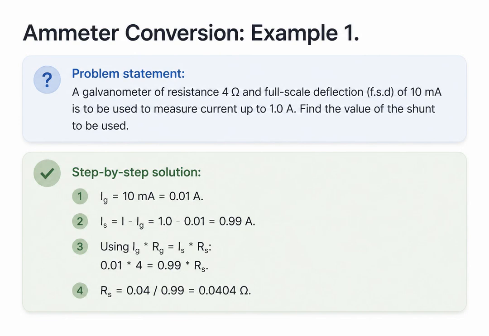Let's work through a practical example. Suppose we have a galvanometer with a resistance of 4 ohms and a full-scale deflection current of 10 milliamps, and we want to measure up to 1 amp. First, we convert 10 milliamps to 0.01 amps. The remaining 0.99 amps must flow through our shunt. Setting the voltage drops equal, we find that our shunt resistance needs to be approximately 0.0404 ohms.